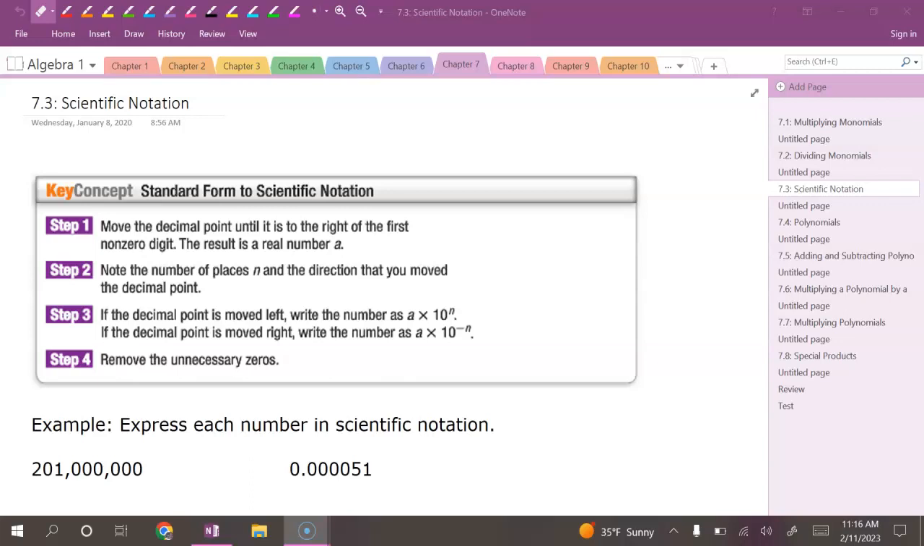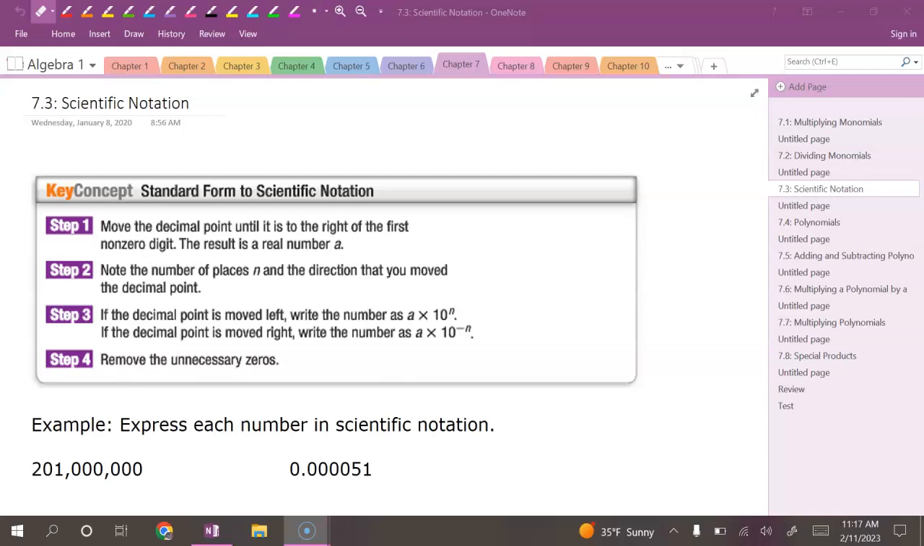Like planets would be something really large. Something really small in science would be looking at bacteria or the growth of something. And so we have these ways to represent these really extreme numbers as something that's a little bit more manageable to work with if we're trying to do operations with them.